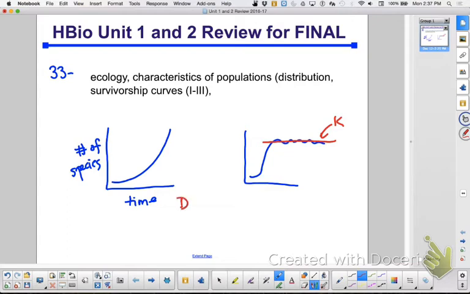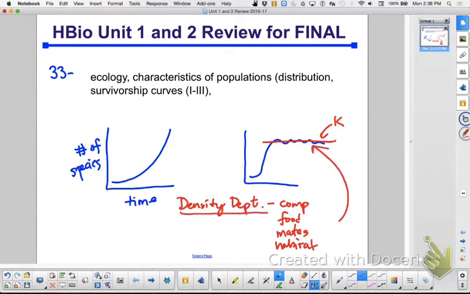We also talked about density dependent things like competition, amount of food and mates and habitat where you live. These types of density dependent factors usually are what regulates those S-shaped growth curves. Then there were density independent factors. What are some density independent factors? Weather, natural disasters. Those types of things usually regulate a J-shaped growth curve.